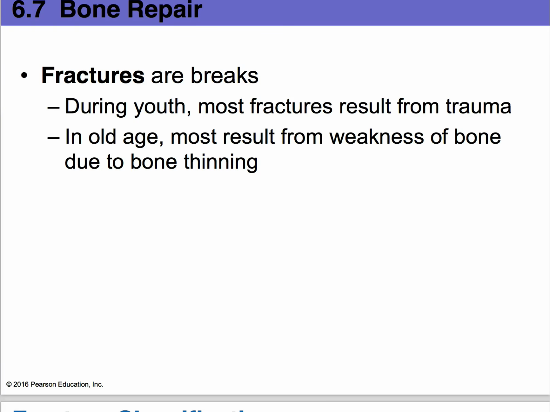In old age, fractures don't necessarily occur from trauma, but a lot of times end up resulting from weakness of bone, because the bone is getting too thin, due to bone thinning. One of the reasons this may happen is genetic factors, hormonal factors that we talked about. But another reason is a lack of movement, and also insufficient nutrient intake as well.